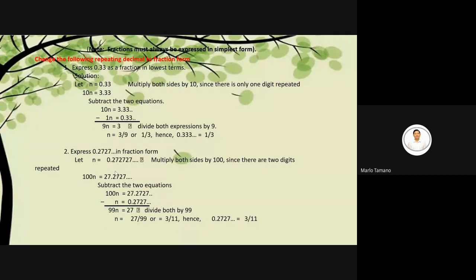So multiply both sides of this n and this 1 by 100. So 100 times n is 100n. 0.272727 times 100 rather is 27.2727. Okay? Tapos may tatlong tuldok. Then subtract the two equations. Balik rin natin ulit. Ilalagay natin yung 100n as minuend. Subtrahend naman po yung n. Okay, so 100n is equal to 27.2727 minus n is equal to 0.2727.